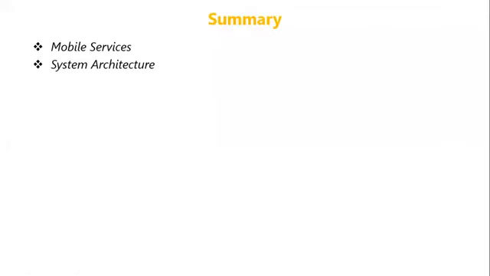Welcome to the summary session of session 4. In session 4, we have discussed the mobile services first. We have discussed mobile services under the heading bearer services, teleservices and supplementary services. Two types of bearer services we have discussed, transparent and non-transparent bearer services.